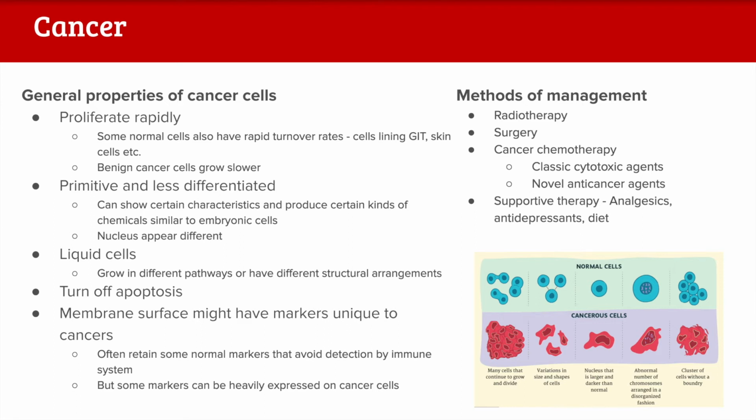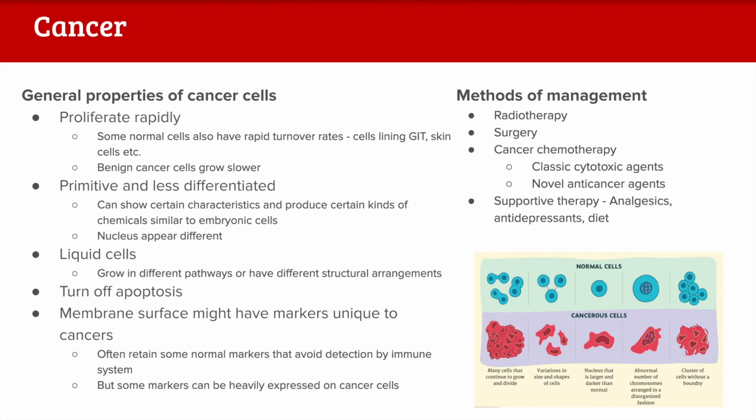I guess that's what makes them less harmful. Cancer cells are primitive and less differentiated, so they're a bit similar to embryonic cells. Their nucleus appears different, and they're kind of like liquid cells. They grow in different pathways or have different structural arrangements to what is normal, and they can turn off apoptosis. That's why they proliferate rapidly and endlessly.